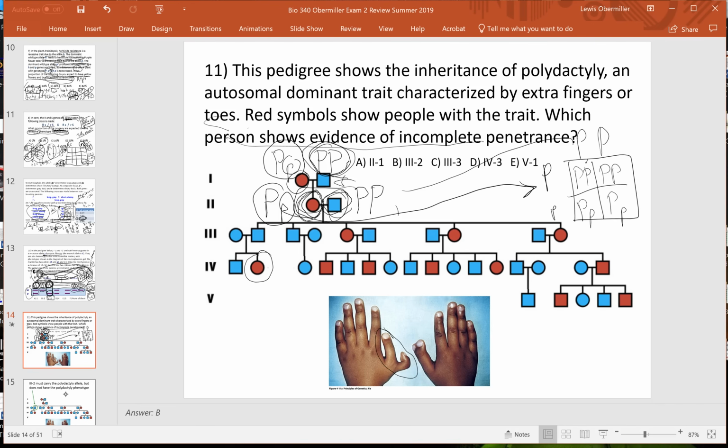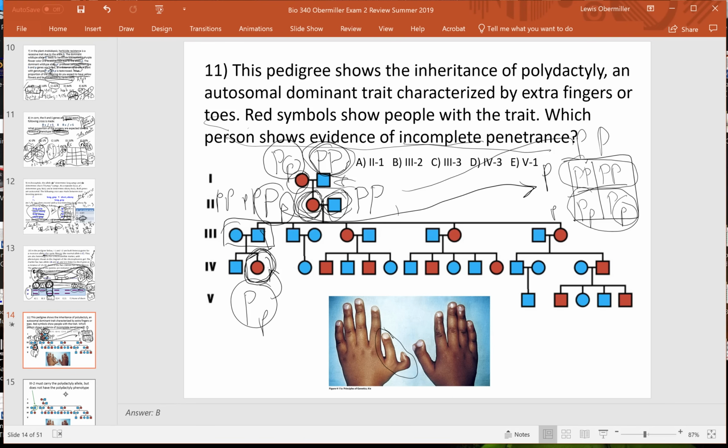So this person here is unusual. We would expect that everyone in this family, if it was complete penetrance, anyone that got this would have polydactyly, and if you didn't have polydactyly, you wouldn't have the allele for polydactyly. So in this case of these parents, they should be big P, big P, and that means they couldn't have a kid that's big P, little p right here. Does that make sense? So this is weird.